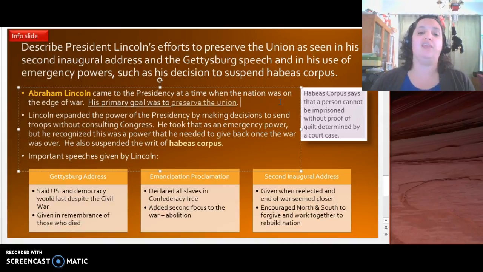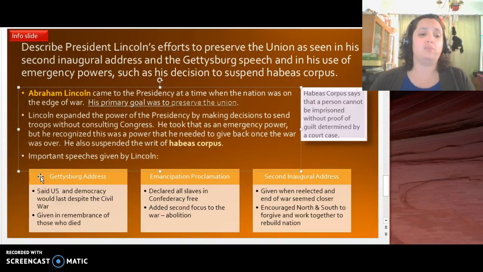One of the things he takes away is habeas corpus. And habeas corpus says that a person cannot be put in prison without proof of their guilt and a court case. And he basically gives this up because he says, look, guys, we don't have time to go through all these court cases. If someone we think is guilty, we'll put him in jail and sort it out afterwards.